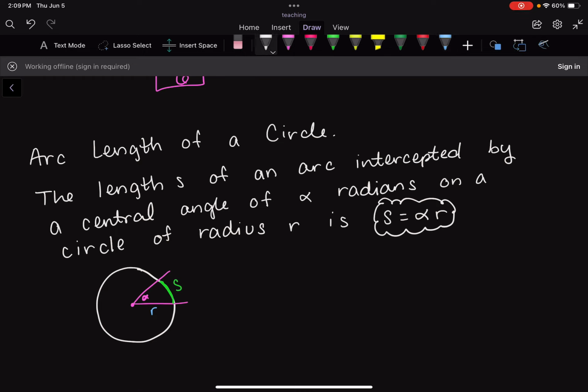So I want to remind you that circumference is 2 pi r. So if I was looking at the whole circle, that would be 2 pi r. But I don't want to look at the whole circle. I just want a portion of the circle.